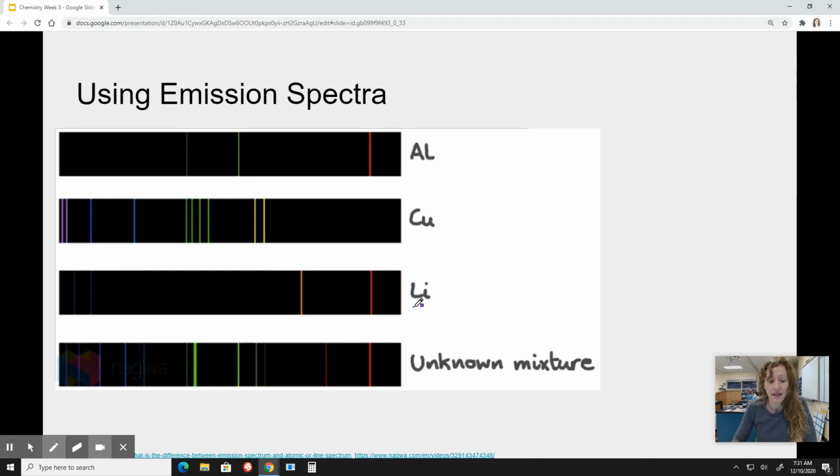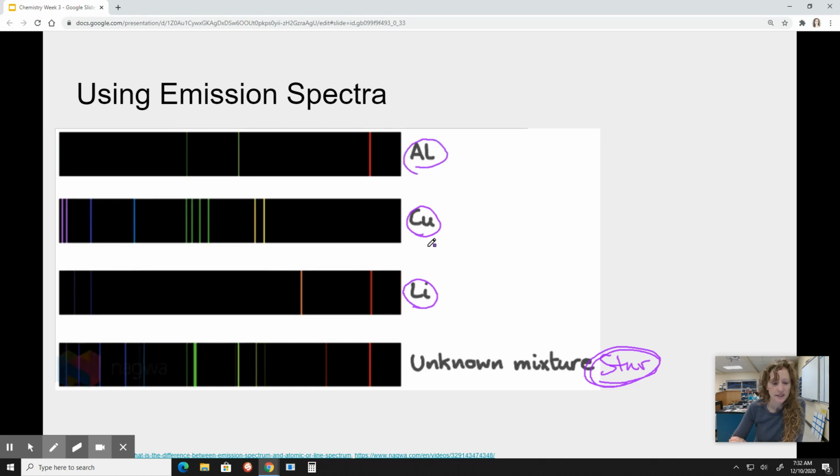If you can collect light coming from a star, then we can take that light and run it through a prism and figure out what the line spectrum is of that light. So that would be like this unknown mixture. Let's say we collect light from a star, and we have this mixture of wavelengths that the star has emitted. Now we want to know, what is that star? What elements make up that star? Well, we can compare the line spectrum of known elements to this star to kind of figure that out.